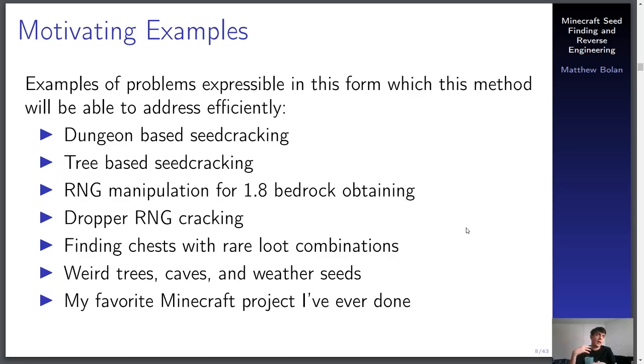For seed finding, again, you can find chests with rare loot combinations. These are exactly this sort of problem. I found a desert temple with pretty much the max number of notch apples in it somewhere. Weird trees. That's a little bit hard to explain, but I might eventually put out a video on some of the weird trees, caves, and weather seeds, because I have a big bucket of seeds that I think are a little cool, but they take 2 seconds to explain, and they're a little bit esoteric.